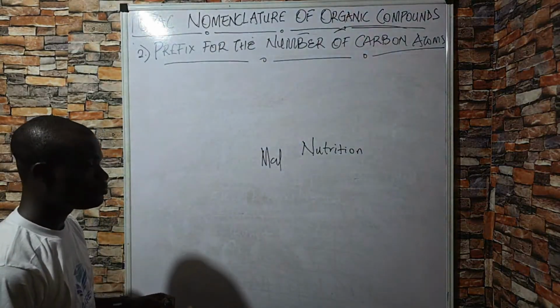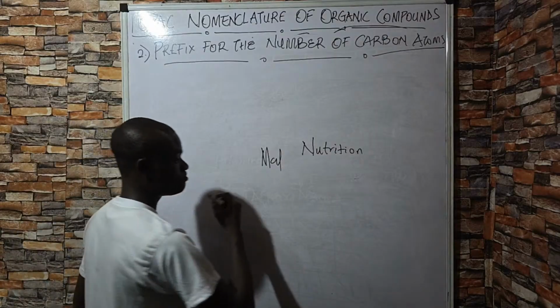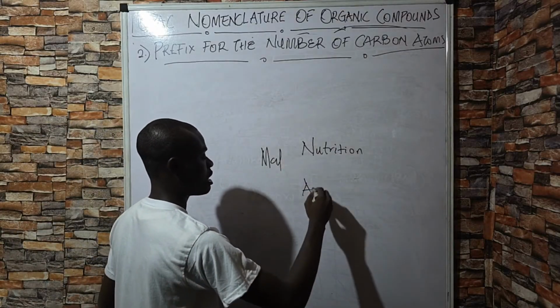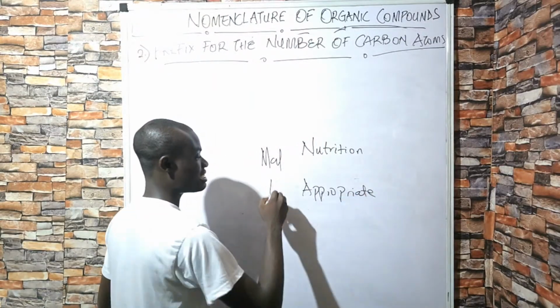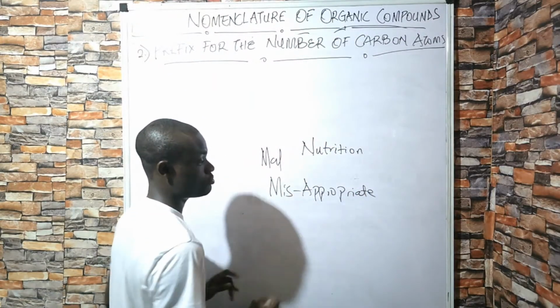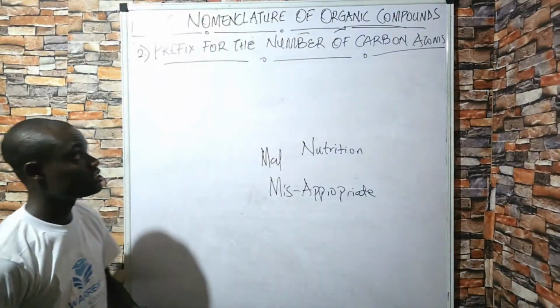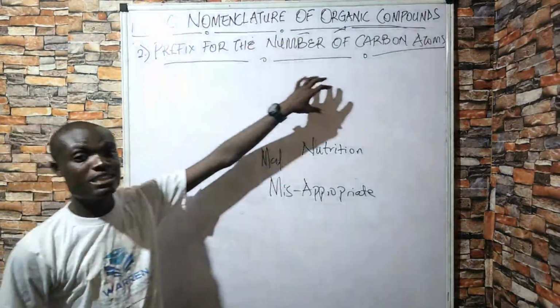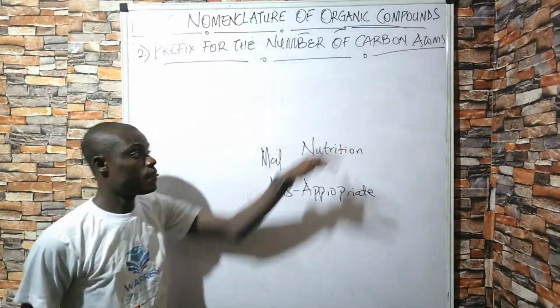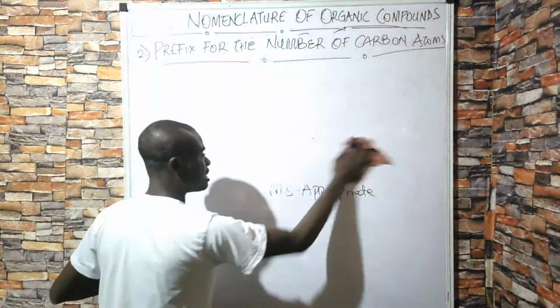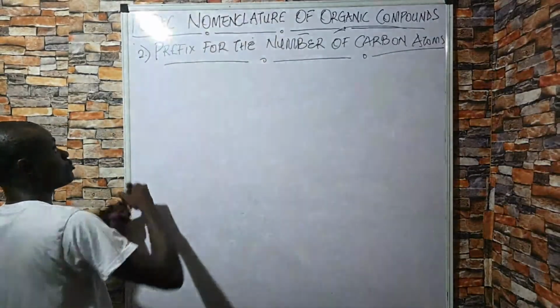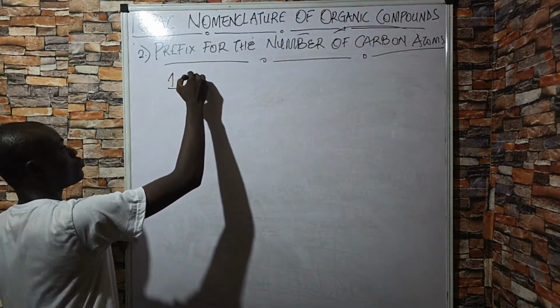Or, for example, we have appropriate. Then we can add mis to get misappropriate. Simple. So anything you add is what we call a prefix. So the same thing for the number of carbon atoms, we give them what we call a prefix. So now let's take a good look at this. Now for the number of carbon atoms, we'll start from 1 carbon atom, 2 carbon atoms.